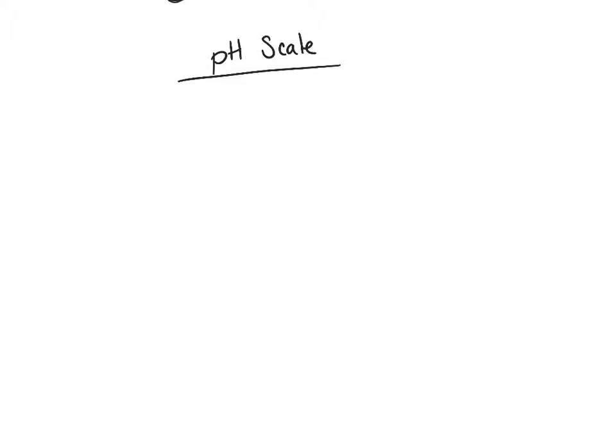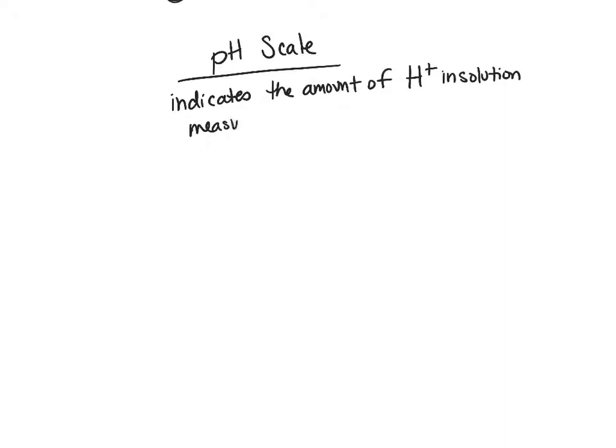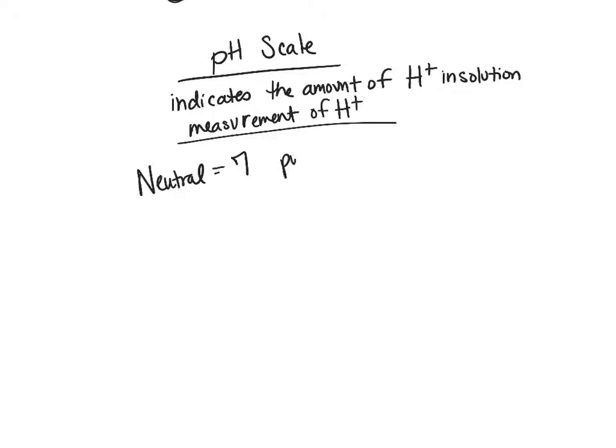Our pH scale indicates the amount of hydrogen ion in solution. So basically it's a measurement of hydrogen ion. So when we talk about pH, our neutral pH is 7. So when we have a pH of 7, that is pure water. Because remember, when we talked about pure water, H2O has an equal number of hydrogen ions and hydroxide ions. So if it's equal, then it's neutral, and at neutral, when we have created our pH scale, we call that 7, pH of 7.